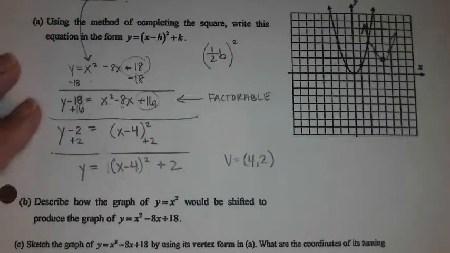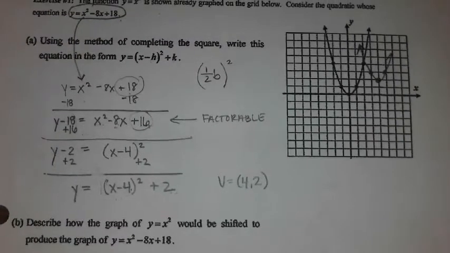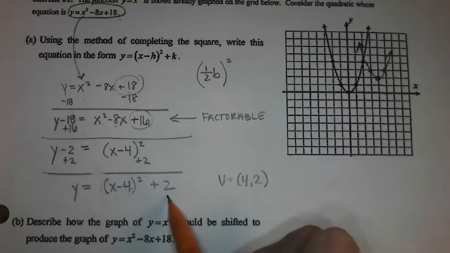Yes. Yep. h is always the opposite of what you see, like we see negative 4, but it's actually 4, and then k is exactly as we see it.